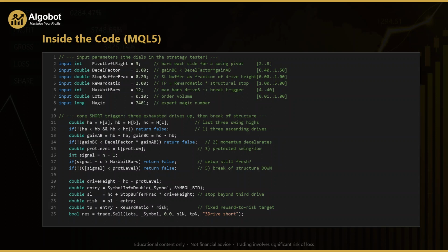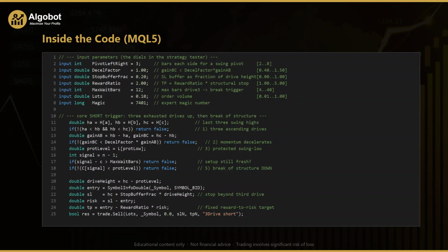DecelFactor controls the deceleration filter. Lower it, and you demand a more pronounced loss of momentum before a signal. Stop buffer fraction widens or tightens the structural stop as a fraction of the drive's height. Reward ratio sets how far the take profit sits relative to the stop. Max wait bars limits how long after the third drive the break is allowed to occur. And finally, there's the lot size and the magic number that tags the strategy's own trades.